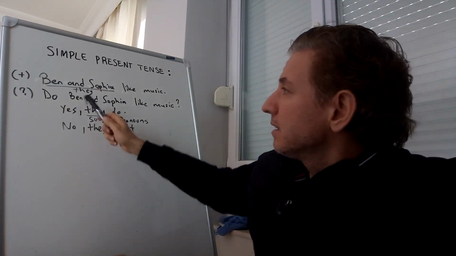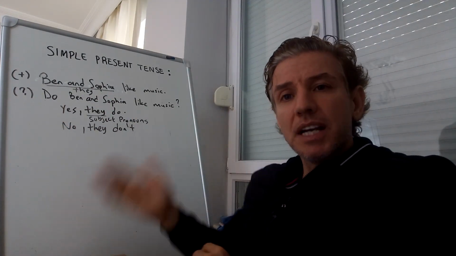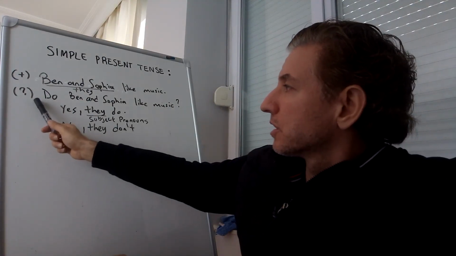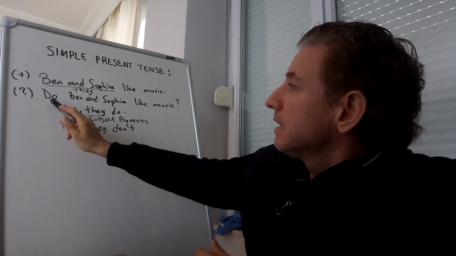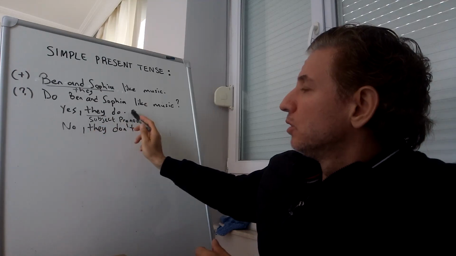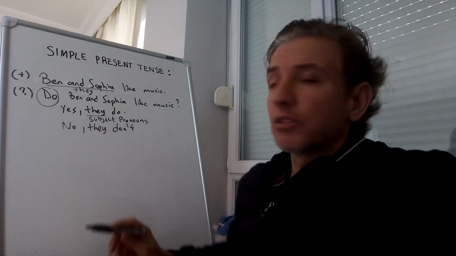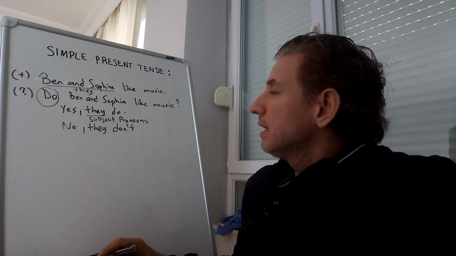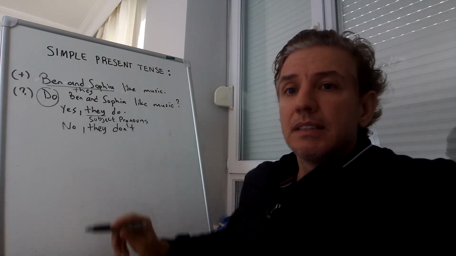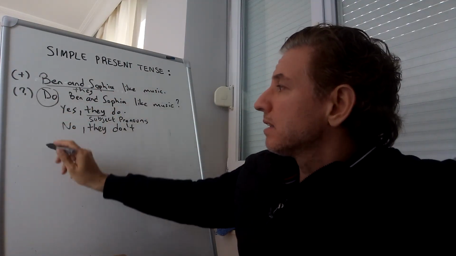Let's read it again. Ben and Sophia like music. Okay? This is an affirmative sentence. Let's change this into a question. Yes-no question first. Do Ben and Sophia like music? Yes, they do. No, they don't. So, at the beginning of the question, we use do here. This is an auxiliary verb of simple present tense. The auxiliary verbs of simple present tense are do and does.